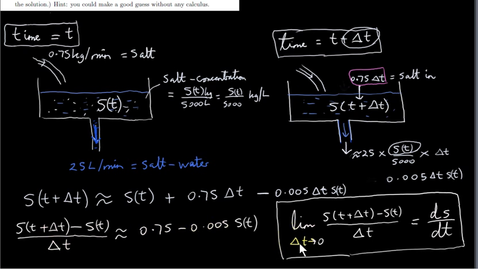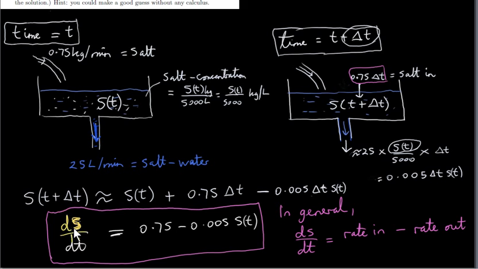But we know that the limit as delta t goes to 0 of this quantity is just the definition of the derivative of S with respect to t at time t. So now we get the differential equation dS/dt, or the rate of change of the amount of salt in the tank with respect to time, equals 0.75 minus 0.005 times S of t.